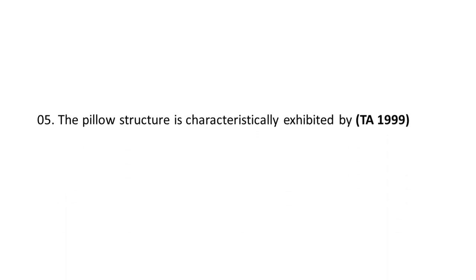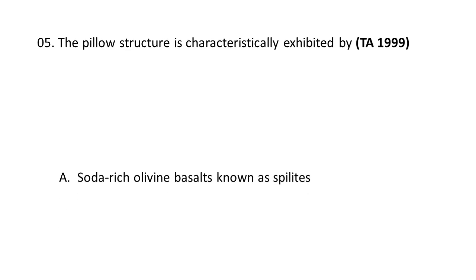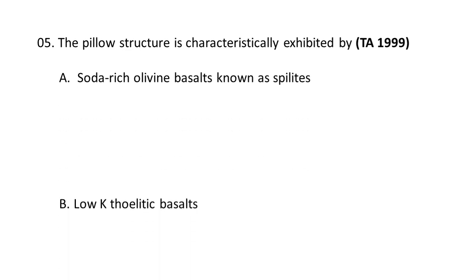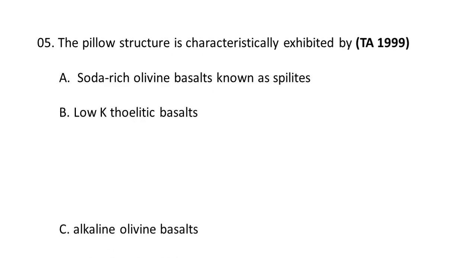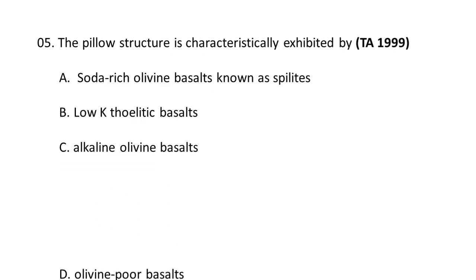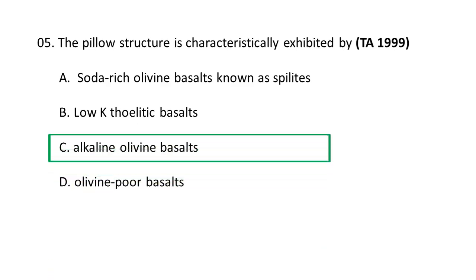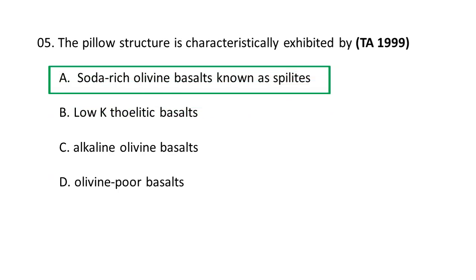Next question. The pillow structure is characteristically exhibited by A. Soda-rich olivine basalts known as spilites, B. Low potassium tholeiitic basalts, C. Alkaline olivine basalts and D. Olivine poor basalts. So the correct option is A. The pillow structure is characteristically exhibited by soda-rich olivine basalts known as spilites, and spilites are known for their well-preserved pillow structure. These spilites are igneous rocks that are often blistered or pocked, and the individual pillows contain concentric zones of vesicles with chlorite and calcite. So the pillow structure is characteristically exhibited by A. Soda-rich olivine basalts known as spilites is the correct option.